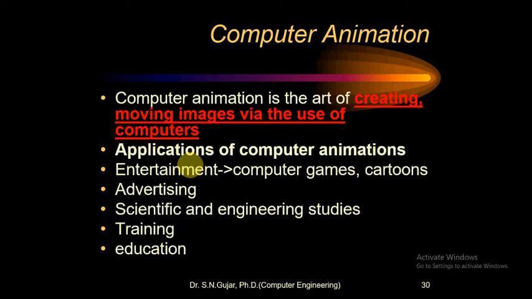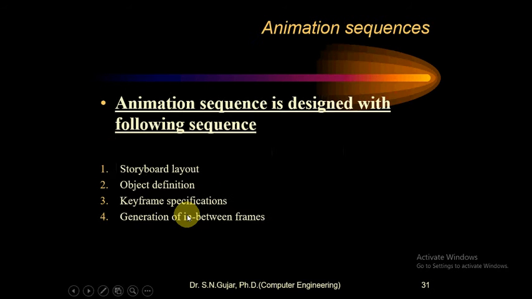The next point is computer animation, which is the art of creating moving images via the use of the computer. The basic definition: computer animation means the art of creating moving images by using the computer. Applications of computer animation include entertainment, computer games, cartoons and advertising, scientific and engineering studies, and also training and education.